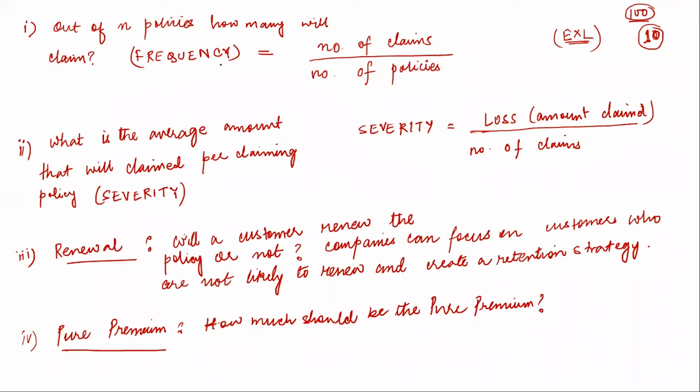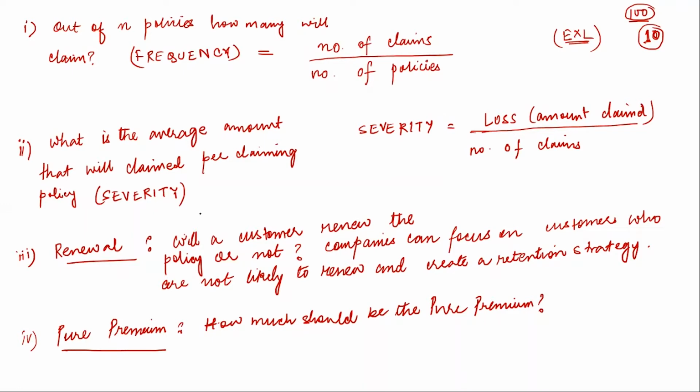So look at the terminology. Frequency is number of claims. Severity is if you're claiming, then how much are you claiming, right? What is the average amount that will be claimed per claiming policy? So out of total number of claims, what's the total amount that is there? If you have say 100 claims being made, and if you take all the claimed amount, that comes to X, then X divided by 100 will give you the severity.